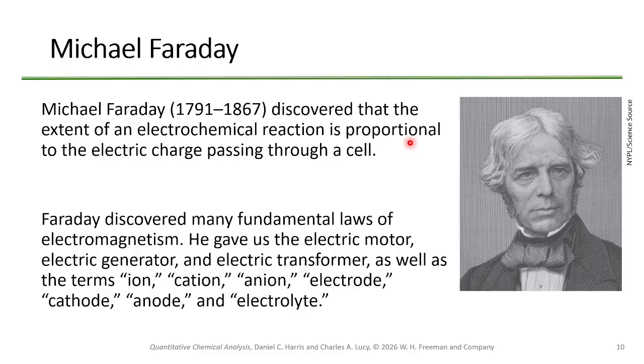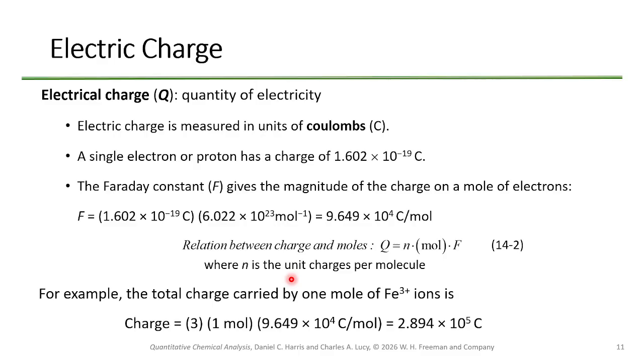So Michael Faraday, 1791 to 1867, discovered the extent of electrochemical reaction is proportional to the electrical charge passing through a cell. Faraday discovered many of the fundamental laws of electromagnetism, gave us things like the electric motor, electric generator, electric transformer, terms like ion, cation, anion, electrode, cathode, anode, electrolyte. Those were all Faraday. So in case you've wondered where that name comes from, that's Faraday.